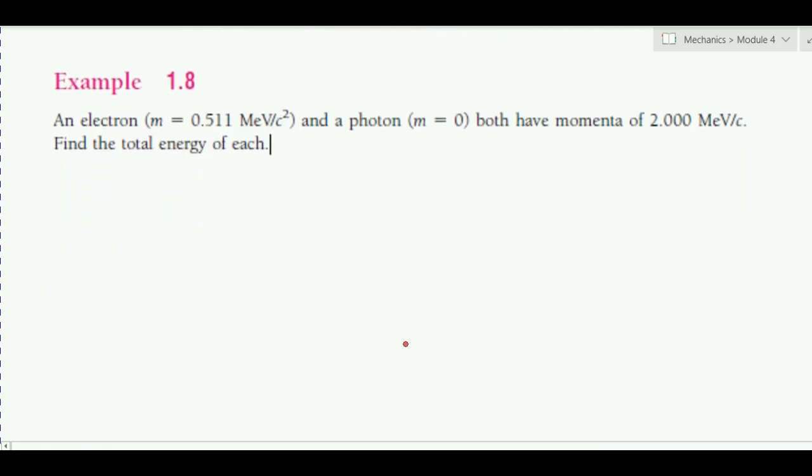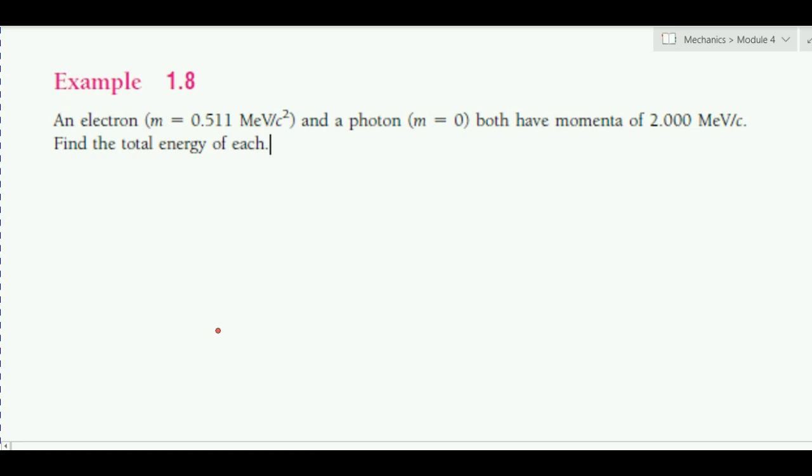Okay, so this is already solved in the textbook, example 1.8. An electron and a photon both have momenta 2 MeV per c. Find the total energy of each. So how do we solve this problem? I recommend you do it yourself. First try it yourself before you refer to the textbook, and to check your answer, you may refer to the textbook. So I recommend you stop here and do the problem, then you can come back.